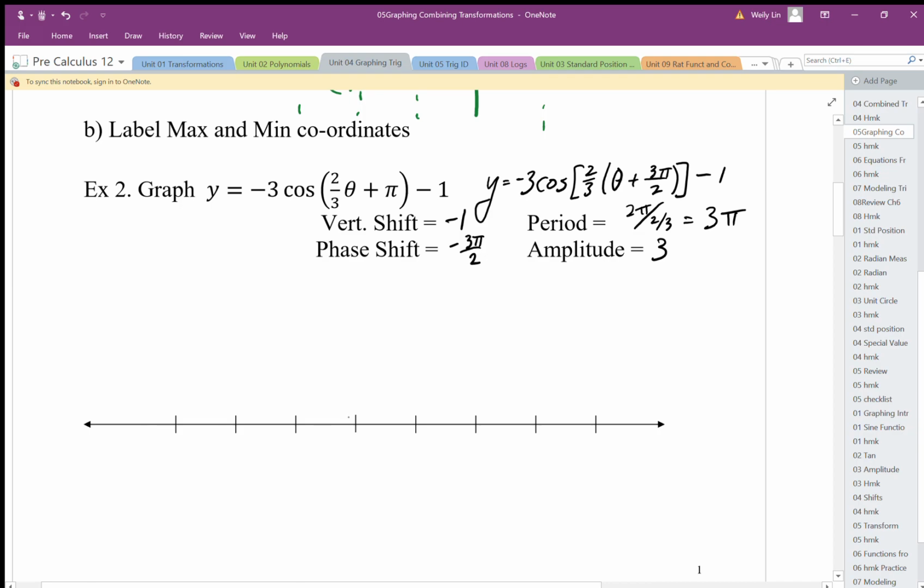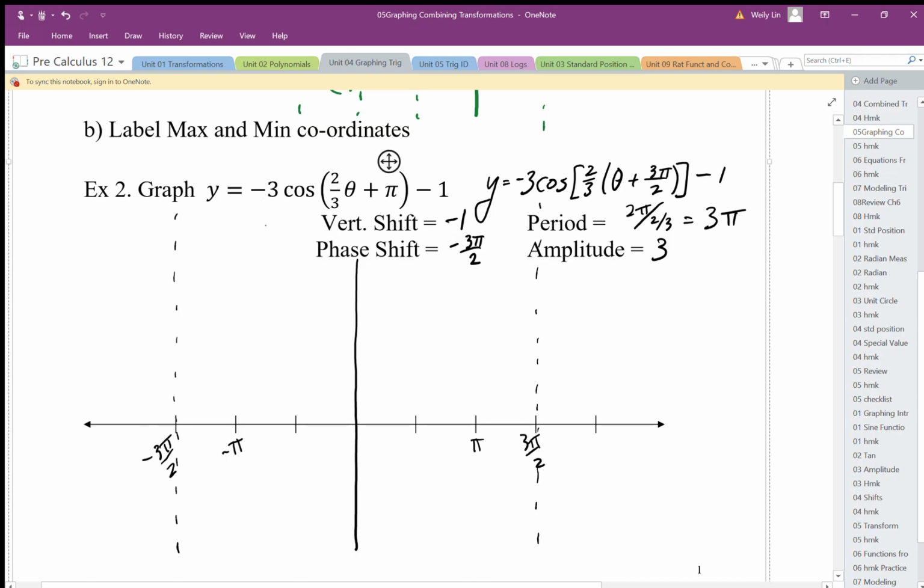So I'm going to put my y-axis here. Negative pi is here. This is -3 pi over 2. Okay, so there's my starting position. I'm going to go 3 pi over 2 in the positive. So that gives me my period, from here to here represents 3 pi. And then I'm going to split up my parts here, and it's going to give me my 4 quadrants. There's my 4 quadrants here.